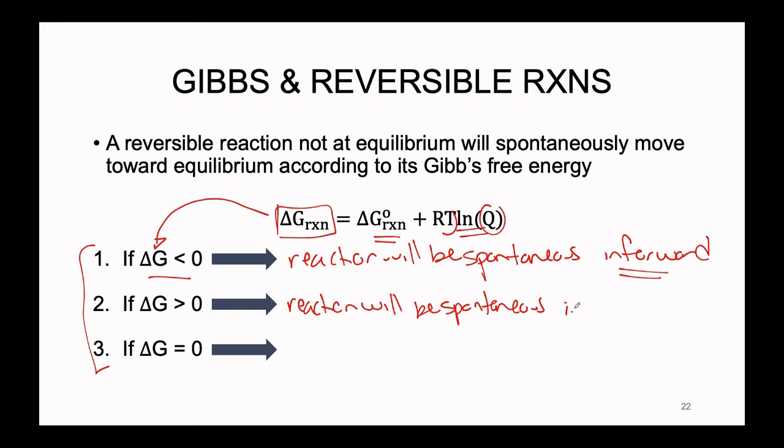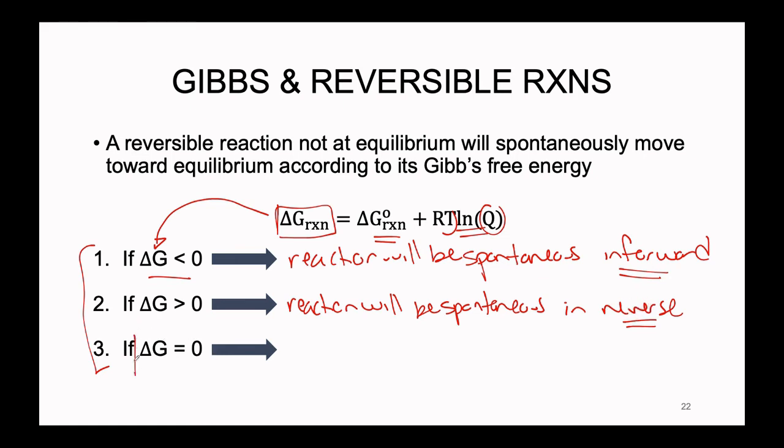It's just going to be in the reverse direction. You have too many products. You're looking at a situation where your products need to shift backwards into reactants. So we might even be able to predict that if we had calculated the Gibbs free energy for the example we just looked at, we would have found a positive Gibbs free energy, since we saw based on concentration balance, your reaction has to shift in reverse.